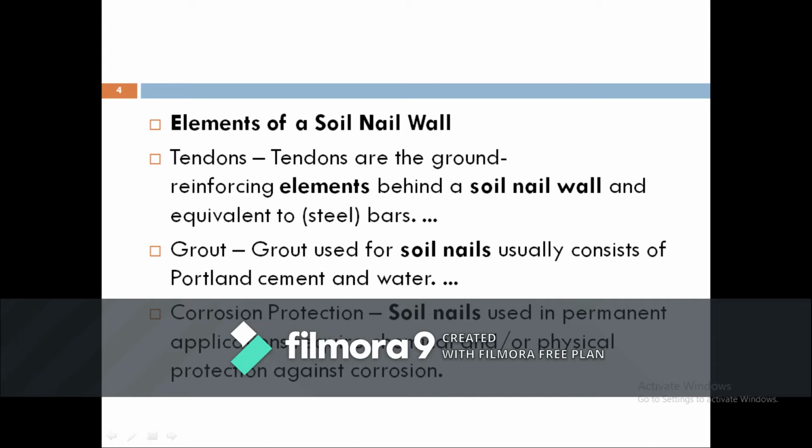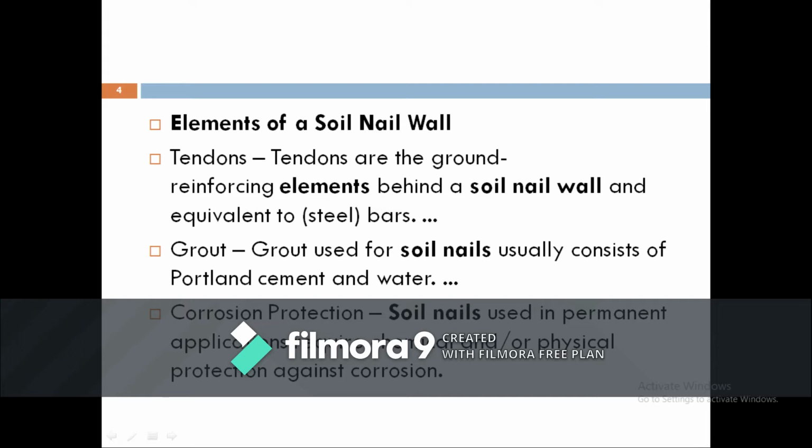These grouts used for soil nails, usually they consist of that, but they need not be this. Sometimes you can use lime for enhancement of your soil, or sometimes sand we use, sometimes any other different element like your fly ash or slag. Only thing is we'll try to use them in a proper manner.